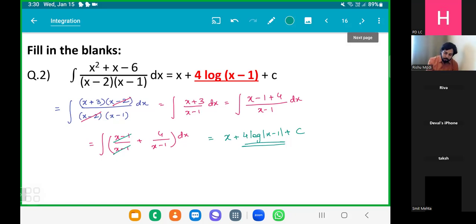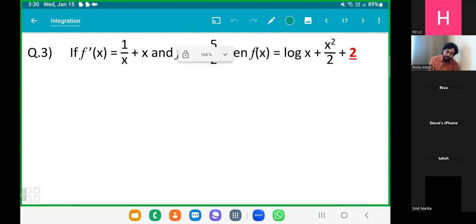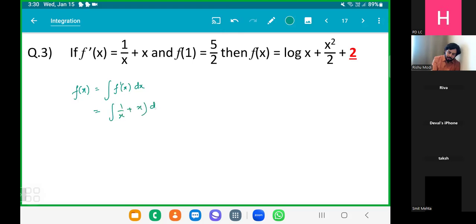We go on to the next one, question number 3. f dash x is equal to 1 upon x plus x. f of 1 is 5 by 2. What is f of x equal to? Now we know that f of x is nothing but integration of f dash x plus c. So you can write it this way also, however you want to solve. So f of x is equal to integration of f dash x, which is equal to integration of 1 by x plus x, which will be log mod x plus x square by 2 plus c.